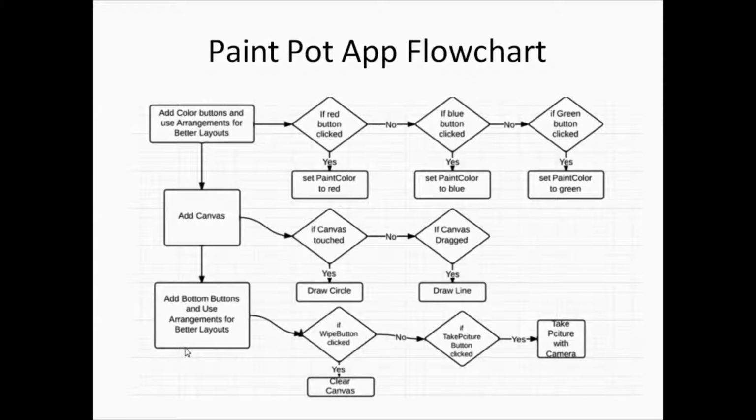This is the flowchart of the same app. We have a few components here which we're going to introduce into this. We have the use of color buttons, that means the buttons whose properties we're going to change. What we're going to do with that is check if the red button is clicked, we're going to set the paint color to red. Similarly, if the blue button is clicked, set the paint color to blue, and if the green button is clicked, the paint color is set to green, so that whatever we draw is of that color.